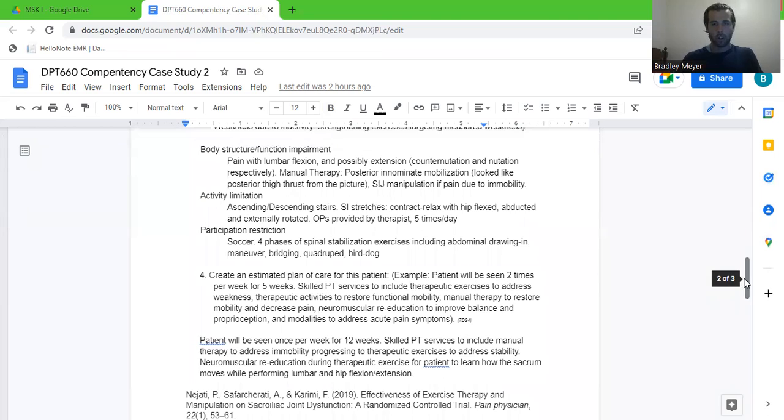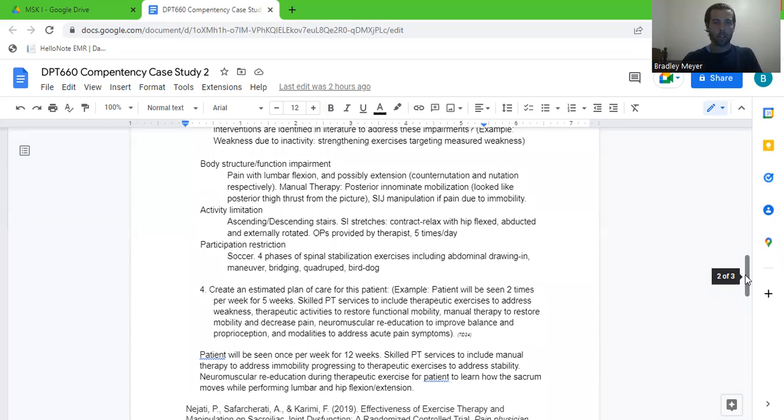So going forward, the picture that they had in this article, the posterior innominate mobilization looked like the posterior thigh thrust that we did in lab. And then they also did an SI joint manipulation. So I could do those if I do find that the SI joint is hypomobile. Some other things you might have problems with are ascending and descending stairs. One thing that the authors did in this article was stretching for the SI joint. They did some contract-relax with the hip flexed, abducted, and externally rotated, and overpressures were provided by the therapist, and they did that 5 times a day.